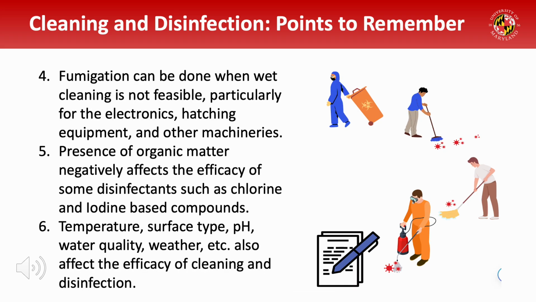Other points to remember during cleaning and disinfection are: 4. Fumigation can be done when wet cleaning is not feasible, particularly for the electronics, hatching equipment, and other machineries. 5. Presence of organic matter negatively affects the efficacy of some disinfectants, such as chlorine and iodine-based compounds. 6. Temperature, surface type, pH, water quality, weather, etc. also affect the efficacy of cleaning and disinfection.